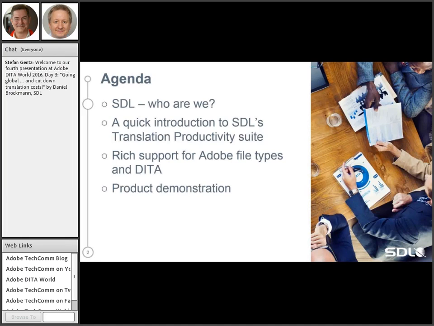Then obviously we have very rich support for lots and lots of file types. One of the key factors of any translation productivity tool is that you need to be able to support a vast amount of different file types coming in, and then also being able to round-trip them to the languages that are supported, which in our case is virtually every language on the planet. What is very interesting though is that any kind of standardization is interesting.